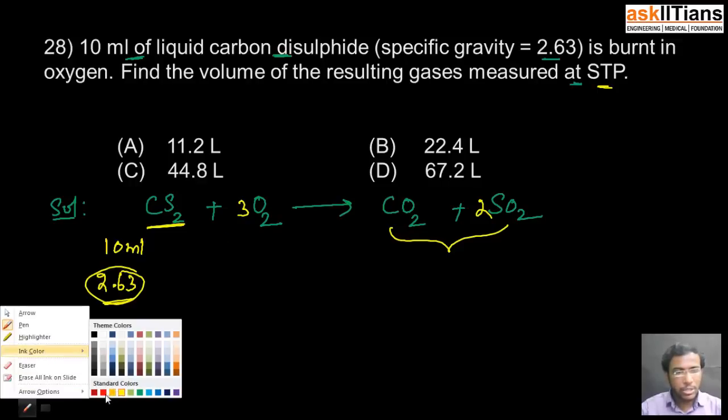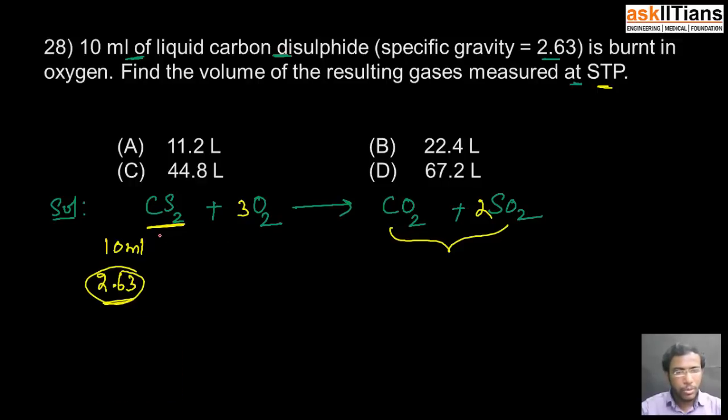First, understand the stoichiometry of the reaction. Here 1 mole of CS2 is giving 1 mole of CO2 and 2 moles of SO2, right? So if you take 1 mole, you will get 1 mole plus 2 moles, so totally you will get 3 moles of the resulting gases. Okay, so let's see how many moles of CS2 we have taken.